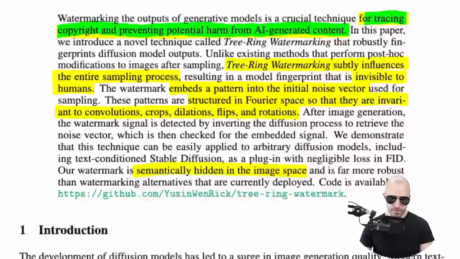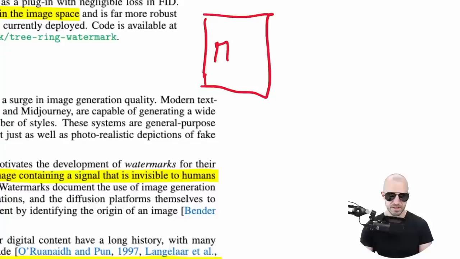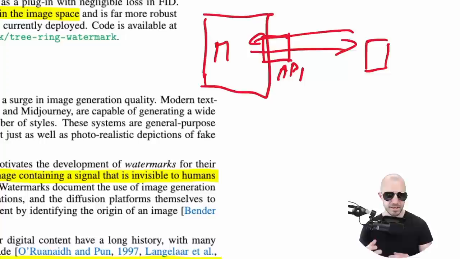Now, the setup we're going to have right here is the following: the model is going to be behind an API. So this is the model, and there is some sort of an API that people can use in order to generate pictures. So people will make a call here, and they will get an image out of that. The technique works like this.